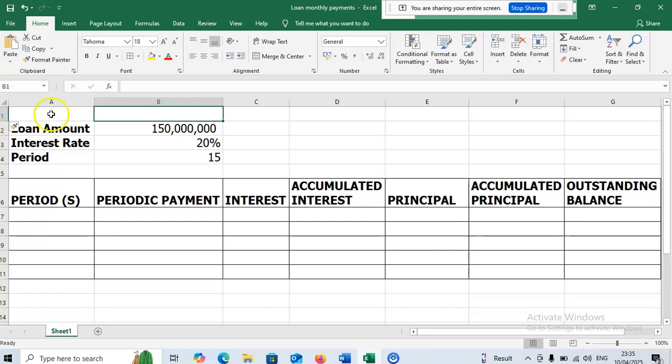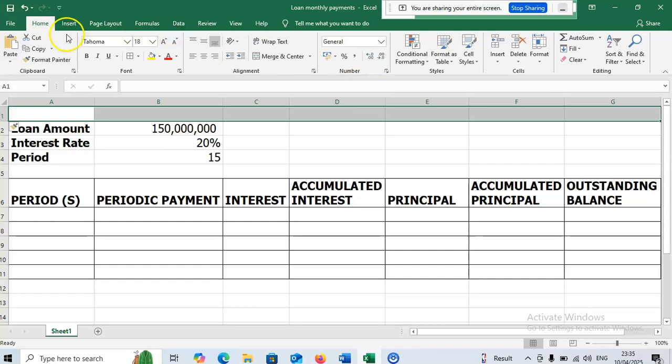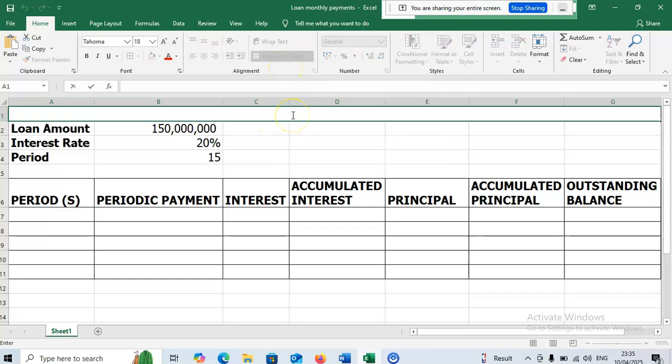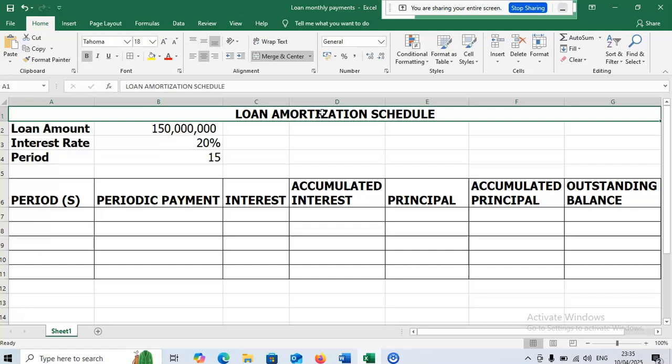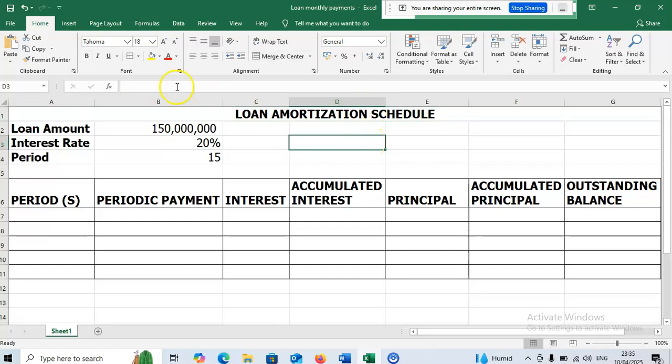So you can merge these cells. How do we merge cells? You just drag them, then still under the Home tab, you go to the Alignment section and click on Merge and Center. Okay, Merge and Center. We had not yet typed in something, that's why we haven't seen the effect. But once you type in loan amortization schedule, you can bold it. Okay, now there we go.